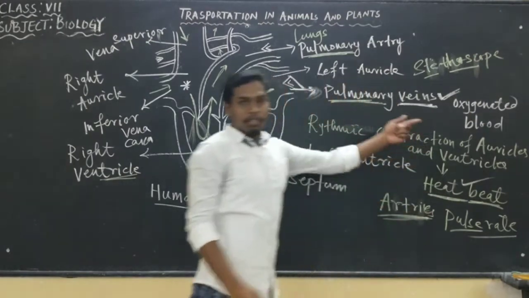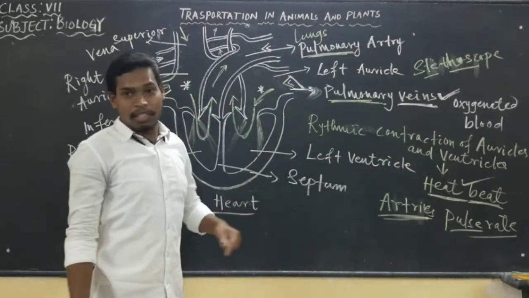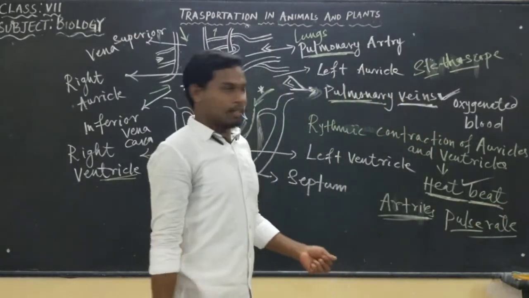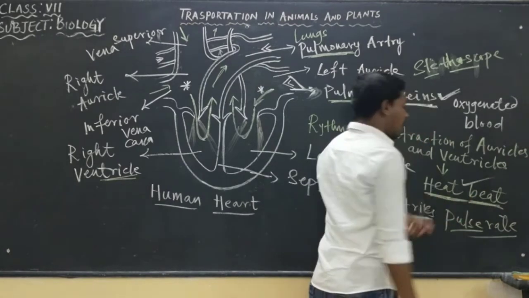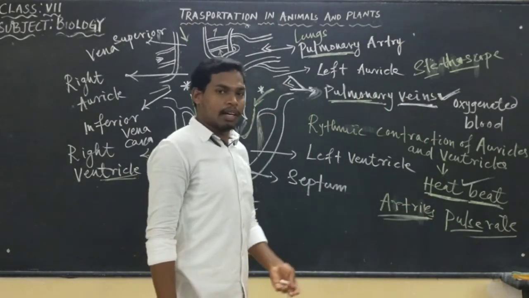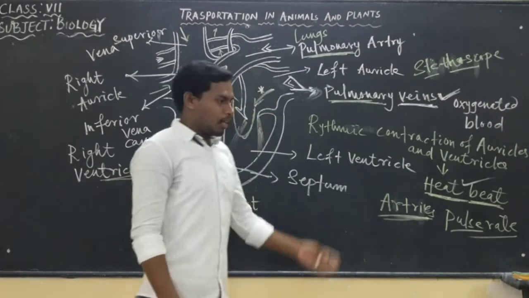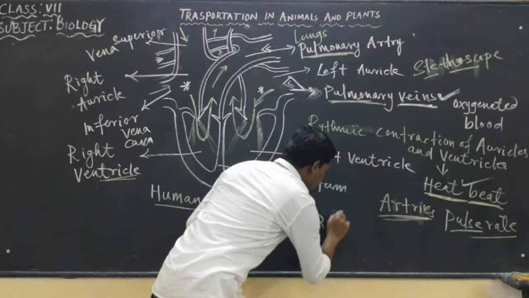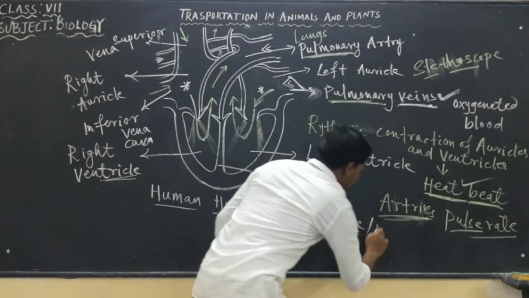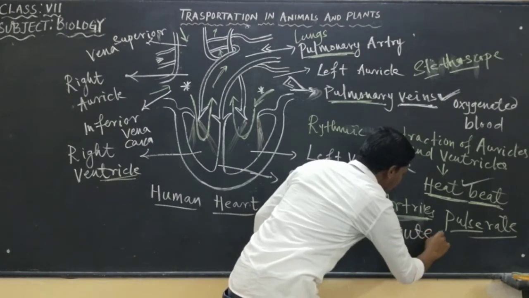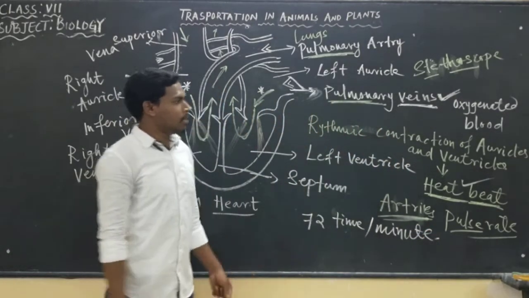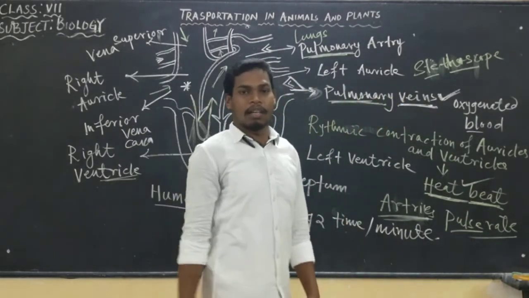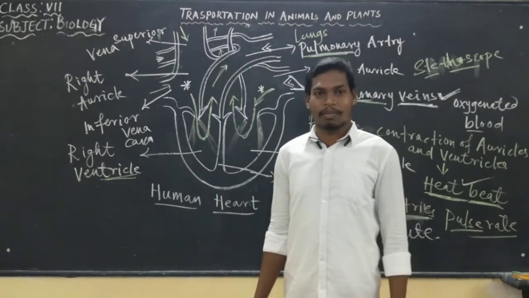Stethoscope is the instrument which helps the doctor to know the heartbeat. When we are abnormal, our heartbeats are faster. When we are normal, our heartbeats are about 72 times per minute. This is the normal heartbeat. This is how doctors know the heartbeat.